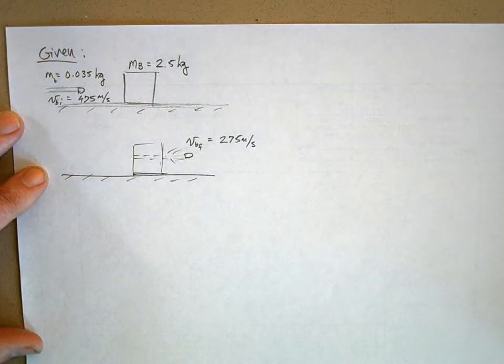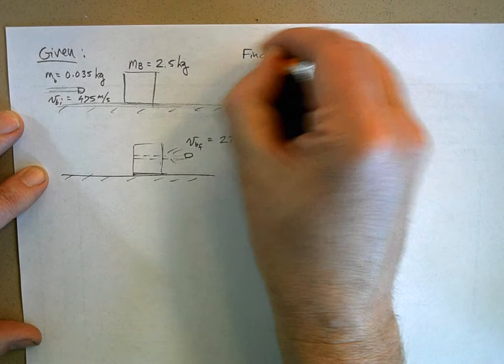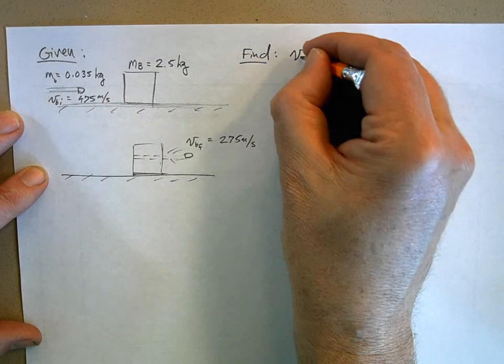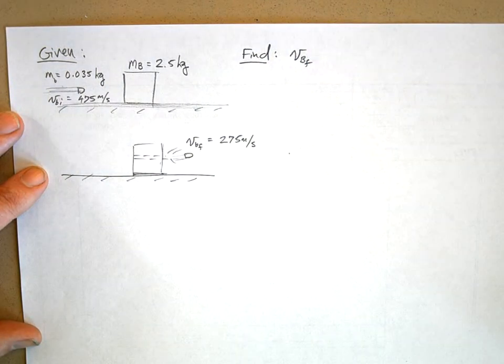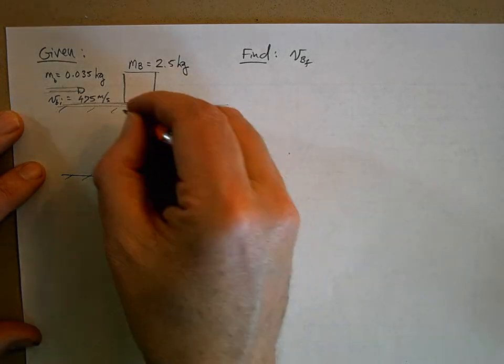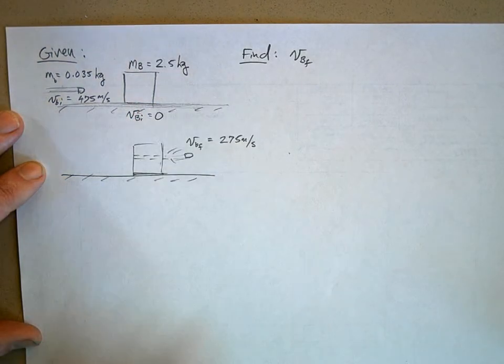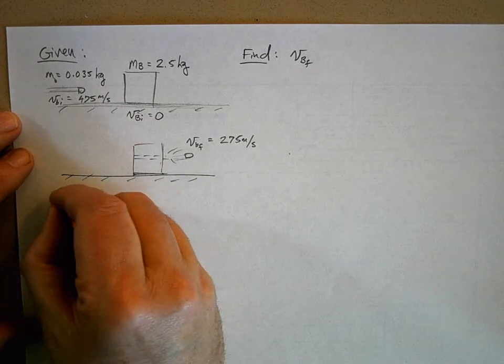And they have the same mass. And we want to know, let's find the final velocity of the block. And one other thing we should say is the initial velocity of the block is 0. It's at rest. And so let's solve it.